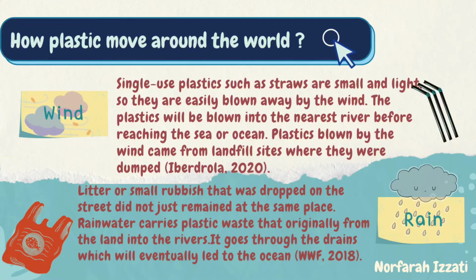Plastic also moves through the rain. Litter or small rubbish that was dropped on the street does not just remain in the same place. Rainwater carries plastic waste that originated from the land into the rivers. It will usually go through the drains, which will eventually lead to the ocean.